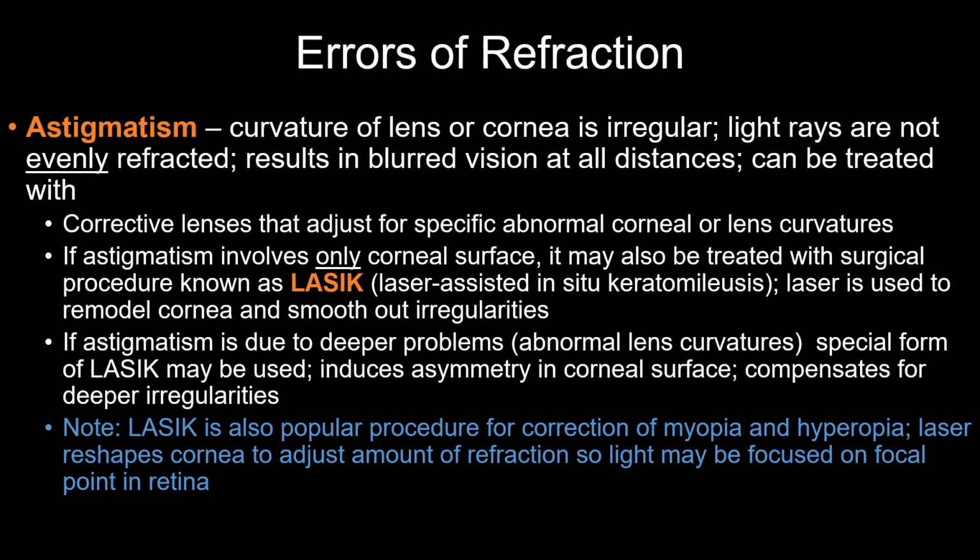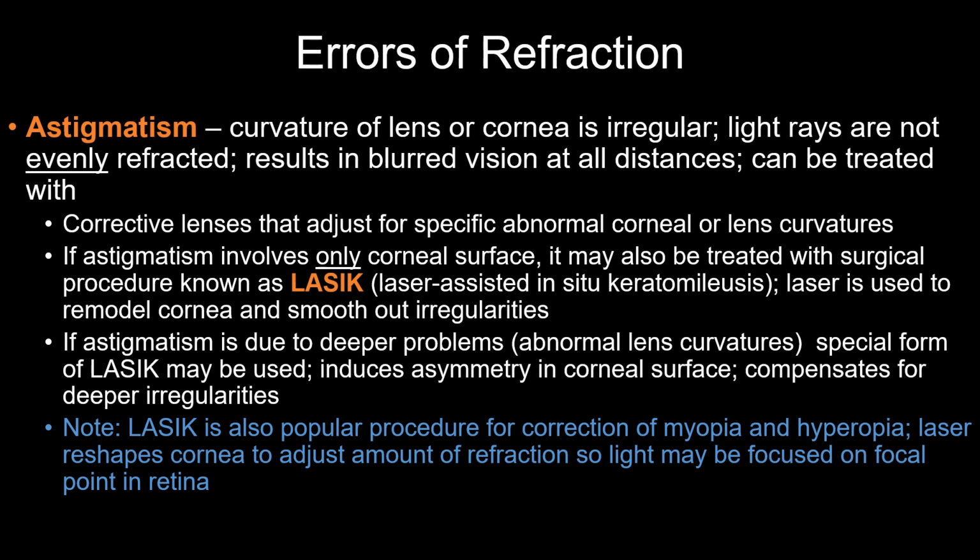Okay, if the astigmatism only involves the corneal surface, they can actually undergo LASIK, or laser-assisted in situ keratomileusis. Okay, you may have heard of LASIK. I hope you've heard of LASIK. It's a pretty common procedure now. And during this procedure, a laser is used to actually physically remodel the cornea and smooth out any irregularities in its shape.